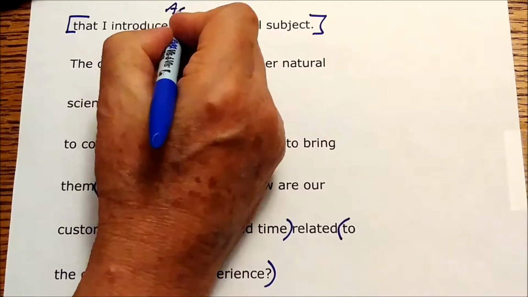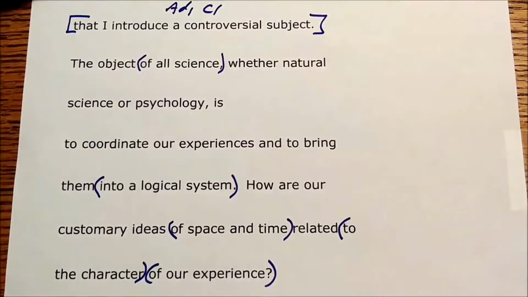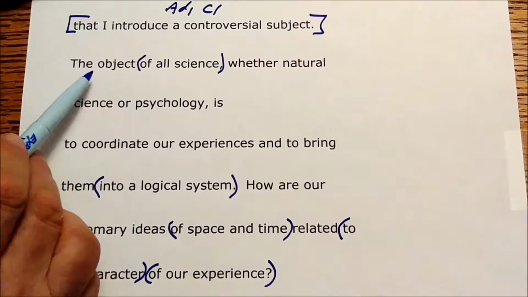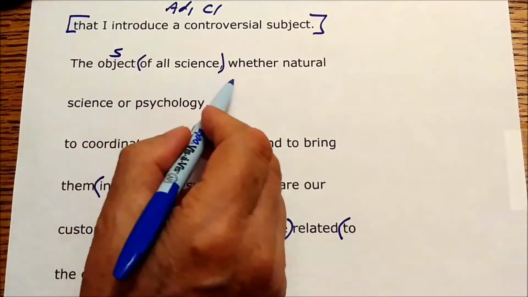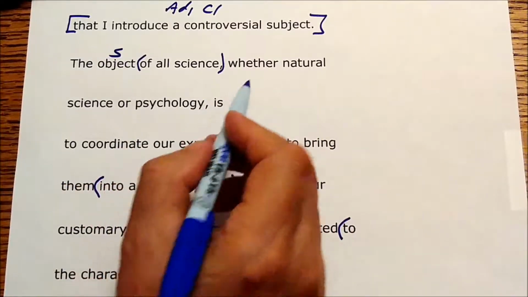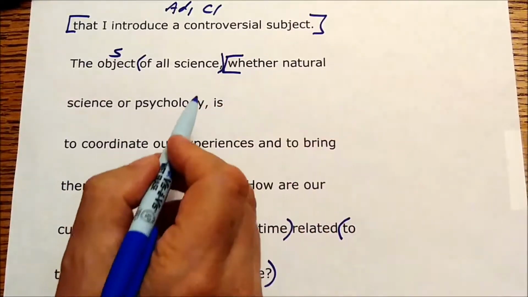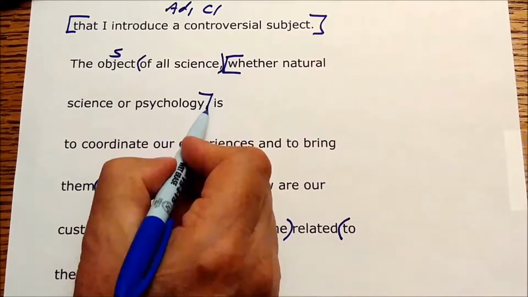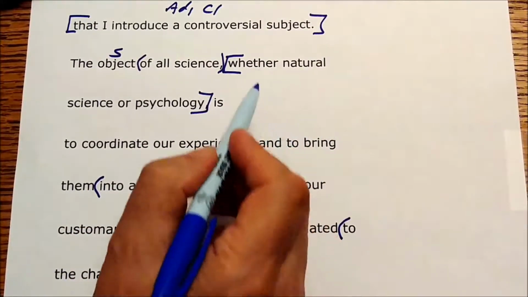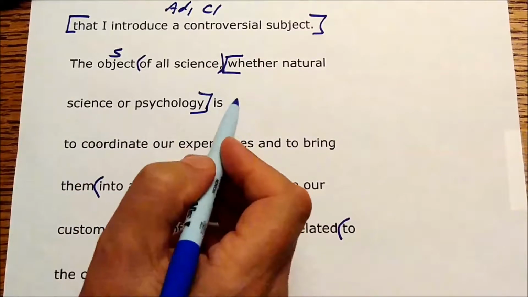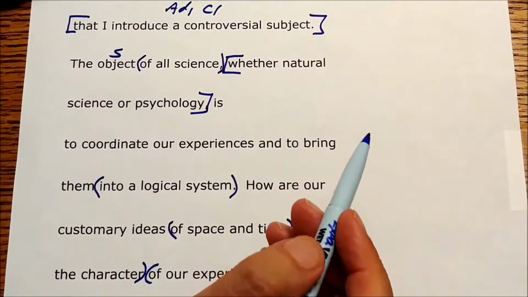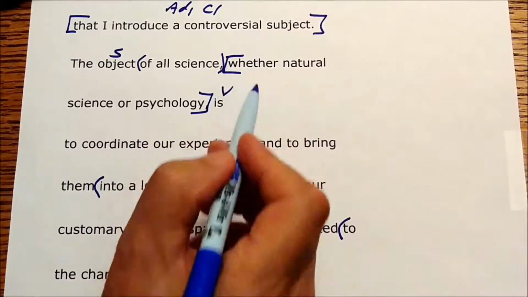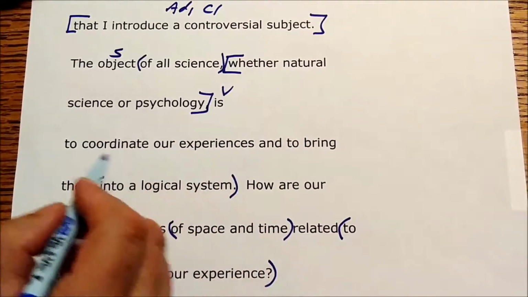I would call this an adjective clause, referring to origin of ideas in space from the previous page. Let's move on here. The object of all science. Okay, object is the subject. Whether natural science or psychology. Here we have a phrase, because again, it cannot stand by itself. It's not a prepositional phrase, so I'm not putting it in parentheses, but it is a phrase. Is, verb, to coordinate our experiences.